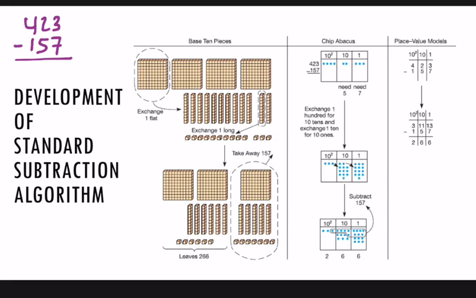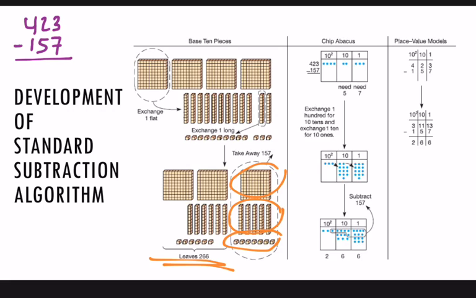Now the taking away, now we can do this. So you circle to take away 1 flat, 5 longs, and 7 units. And then whatever is left is the answer to that subtraction problem: 2 flats, 6 longs, 6 units, so 266.